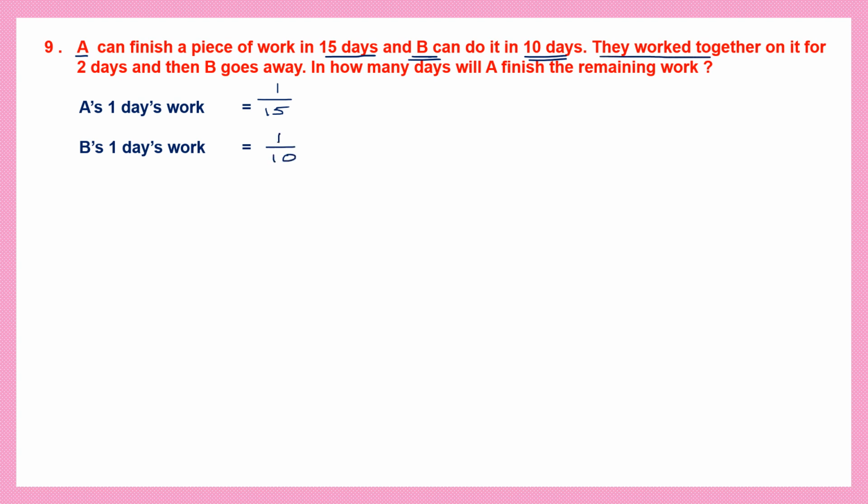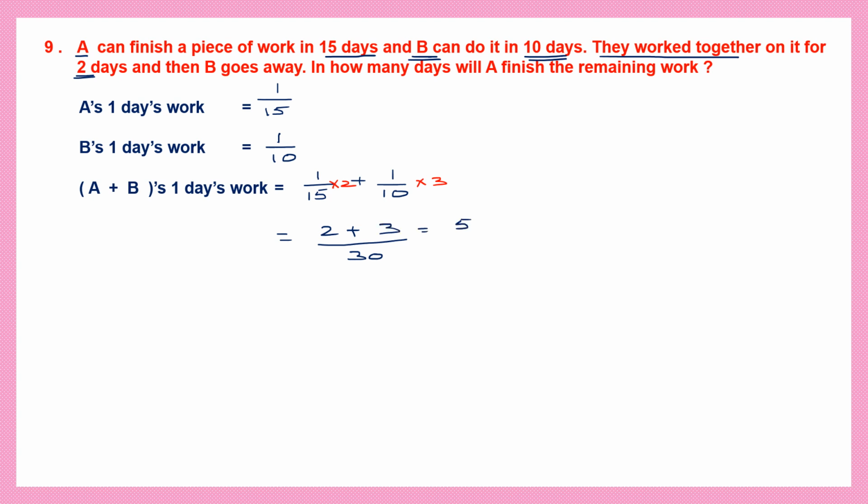They worked together. That means A plus B. They did it for 2 days. So first we have to find 1 day's work. So A plus B's 1 day's work will be A's 1 day's work plus B's 1 day's work. Now here 15 and 10, the LCM is 30. So 15 into 2, so 1 into 2 is 2, plus, look at the denominator, 10 3's are 30, so 1 into 3 is 3. So this is 5 by 30. This is A plus B's 1 day's work.